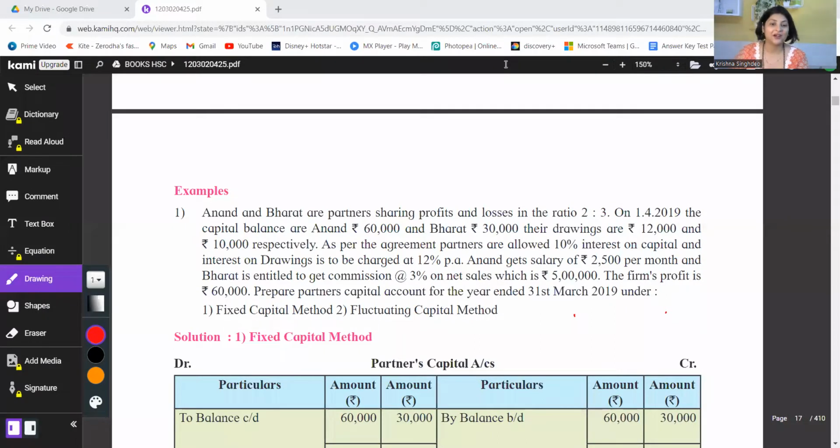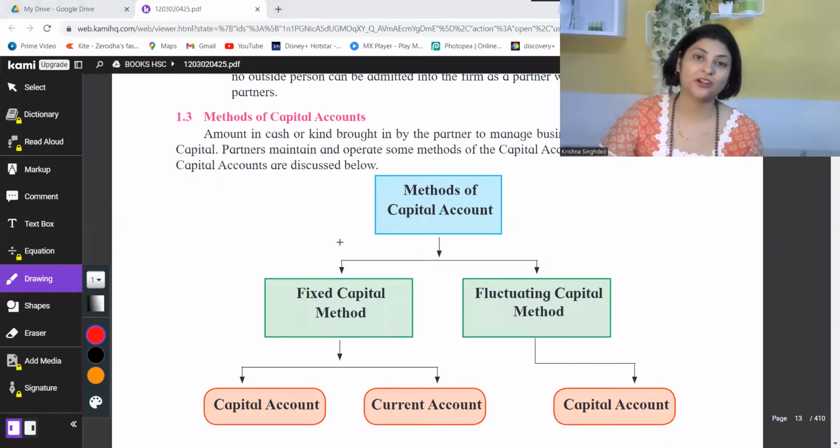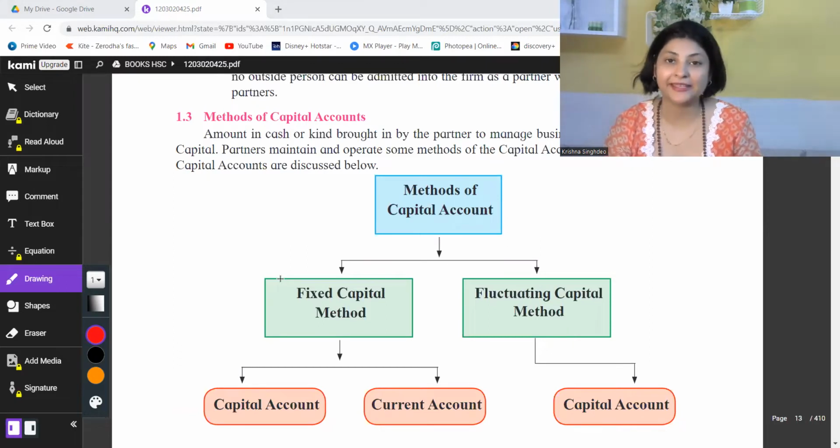Today we are going to cover the method of making the capital account by the firm. So basically there are two methods of making the capital account of the firm. You can see on the screen, this is the book of the State Board. You can get the PDF of it easily from the internet. So let's start. Here is your book, which you can get easily on the internet, and I'm sure all of you must have bought hard copies yesterday.